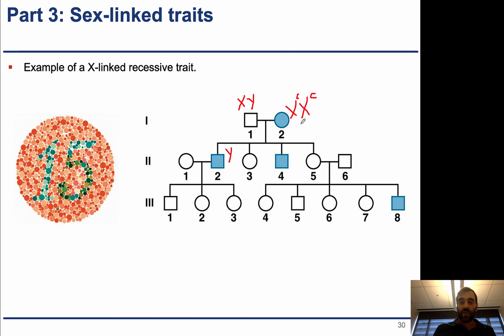The mother can only pass on one gamete, because she is homozygous for the colorblind allele. And so all of the male individuals will have to be colorblind. And further, if we look at all the females, they must have received a copy of the X chromosome from the father that does not carry the color blindness allele. And so all of the females must not have the trait.